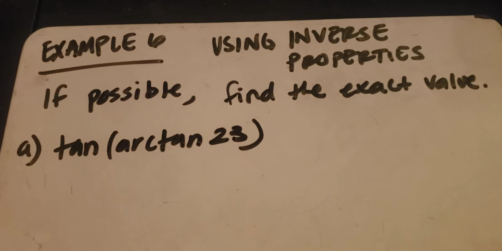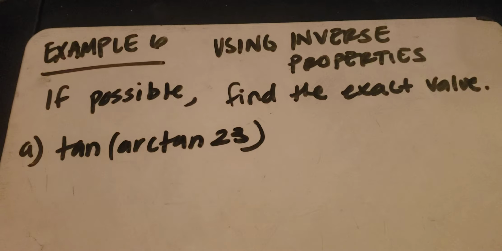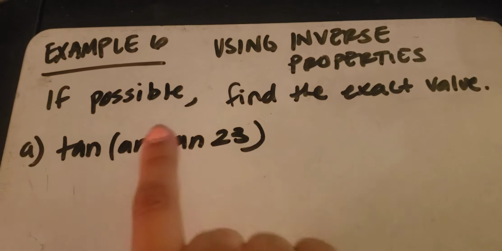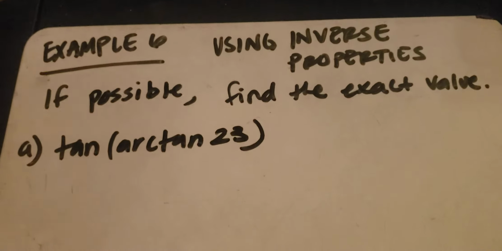Okay, so in example 6 we're going to be using the inverse properties. I did include the inverse properties at the beginning of the Nearpod. I would say either use your textbook or include it in an index card, because you are going to be referring to that. So it's the composition functions. The first one that we're going to be doing is tangent of arctan of 23. It says, if possible, find the exact value.